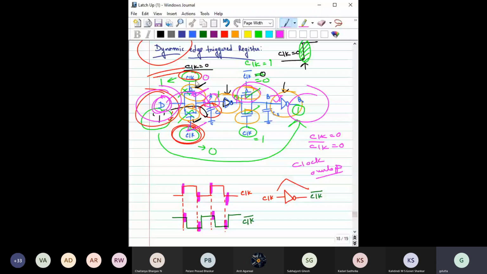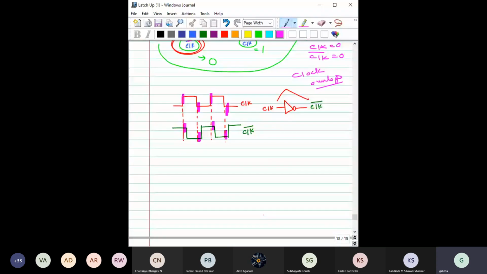If this is significant, suppose this inverter delay is very small. If this inverter delay is significantly lower than the clock period, then obviously this clock overlap does not play a much bigger role there.